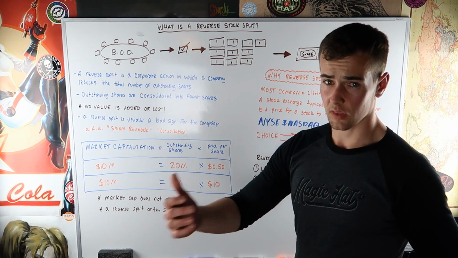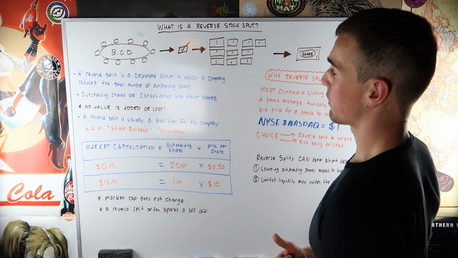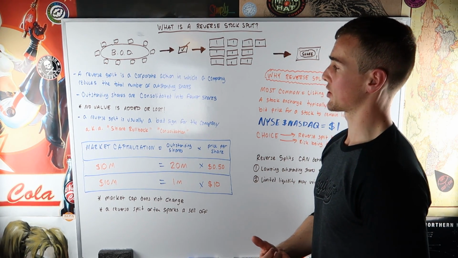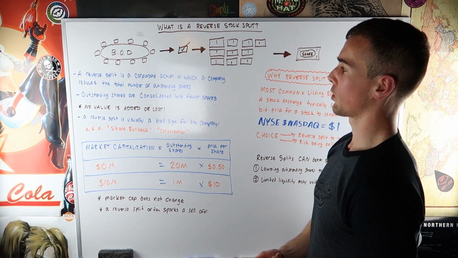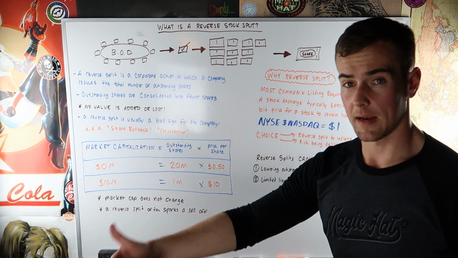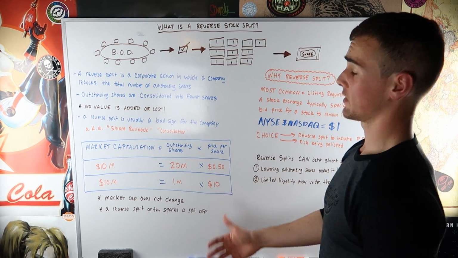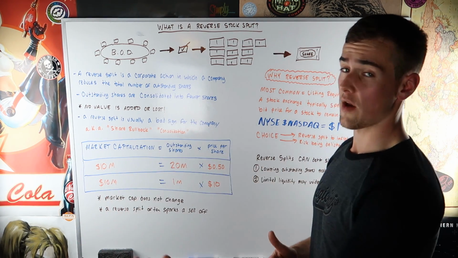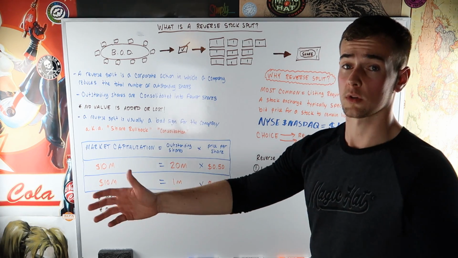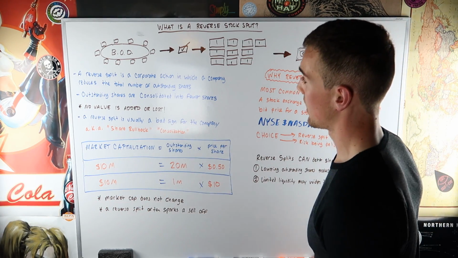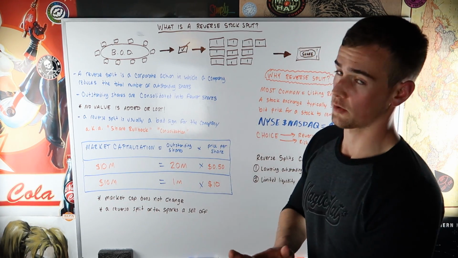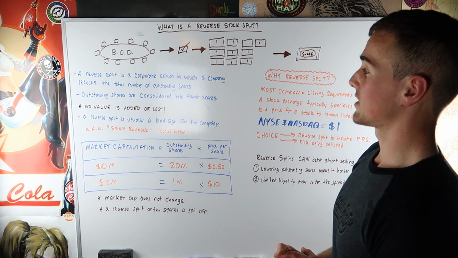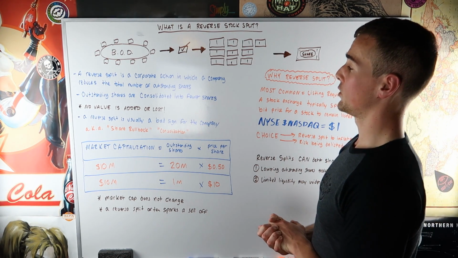So basically, a reverse stock split is a corporate action in which a company reduces the total number of outstanding shares. And as we've said before, outstanding shares are basically the shares that are held by everybody, both public as well as private and institutional investors. It's the total number of shares out there of that company. They're looking to reduce the number of shares that are out there. Outstanding shares are consolidated into fewer shares.